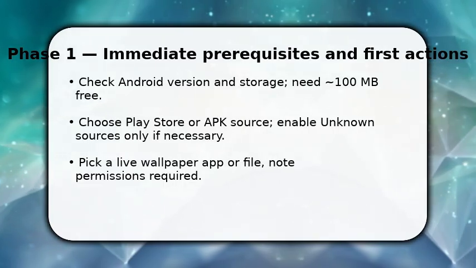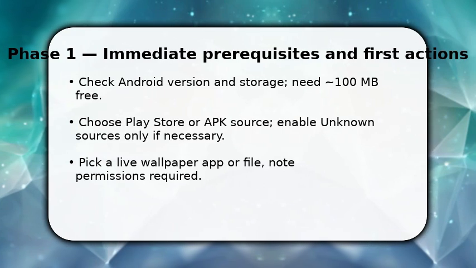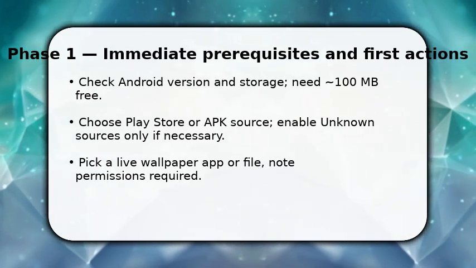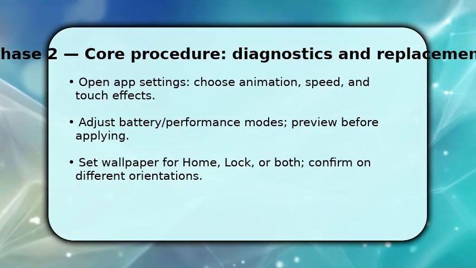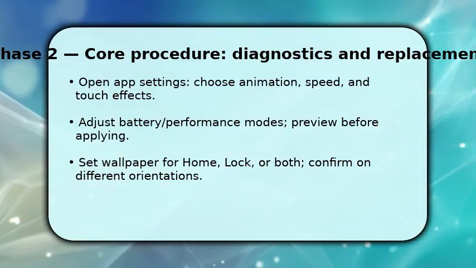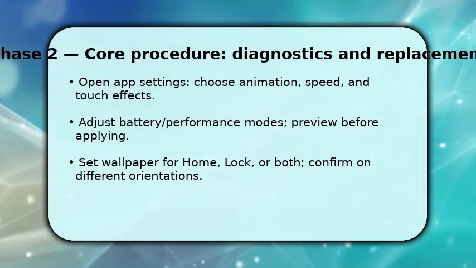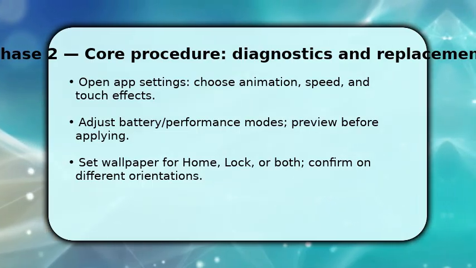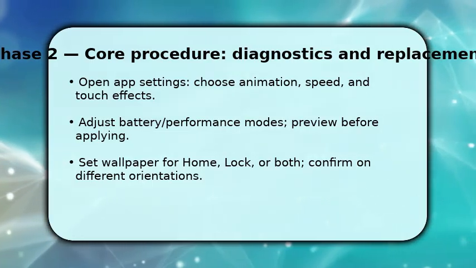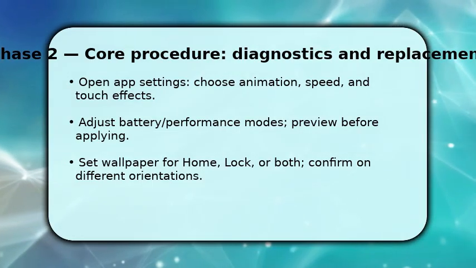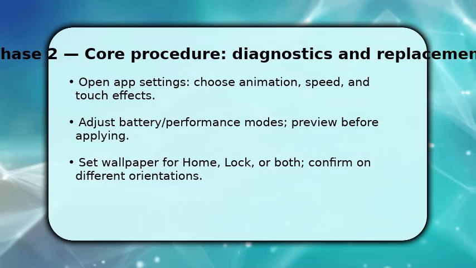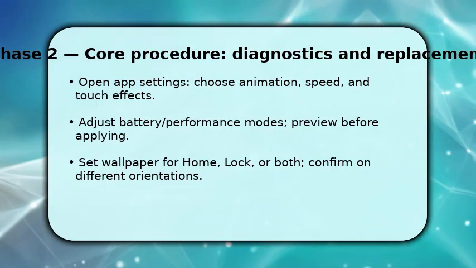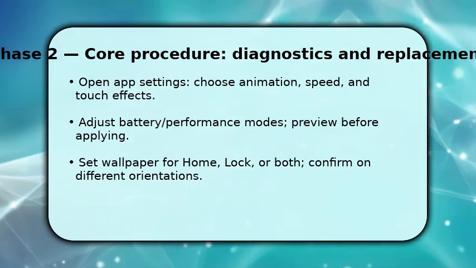After install, open the app immediately to grant permissions and start the configuration flow. Once the app opens, navigate to its main settings so you can pick the animation style and speed. This controls CPU load and look. Make sure to enable battery or low power mode if needed, because animated effects can drain your battery quickly. Preview the wallpaper in both portrait and landscape and test touch interactions.